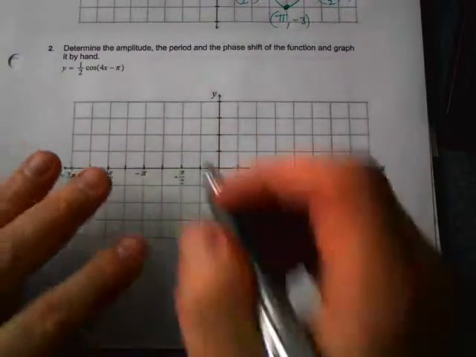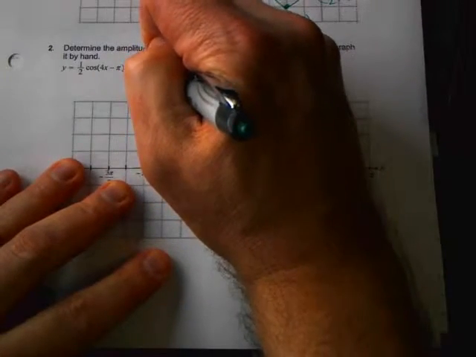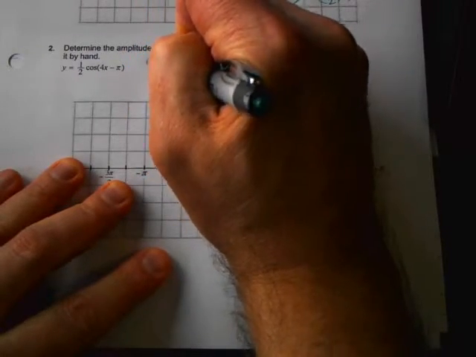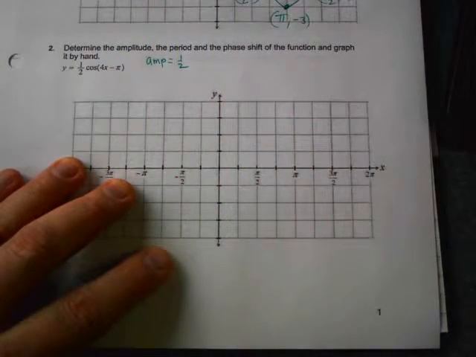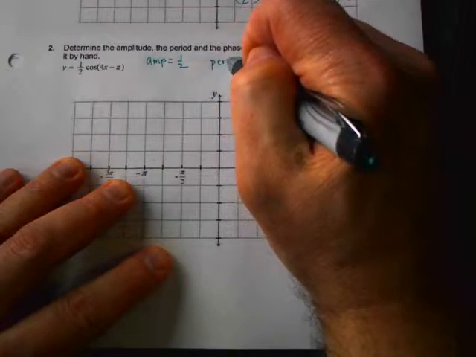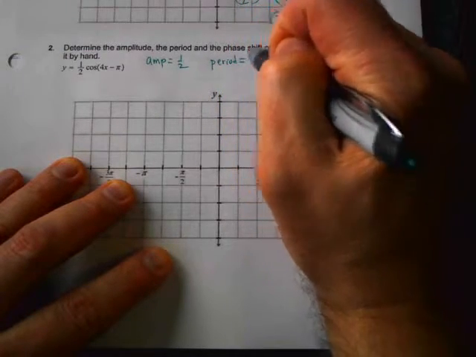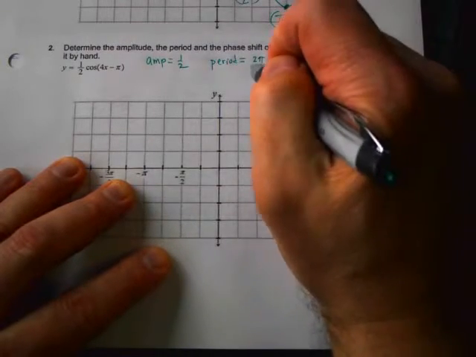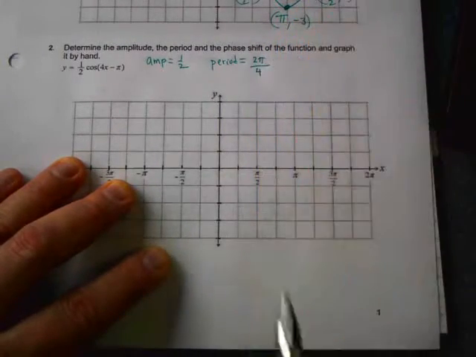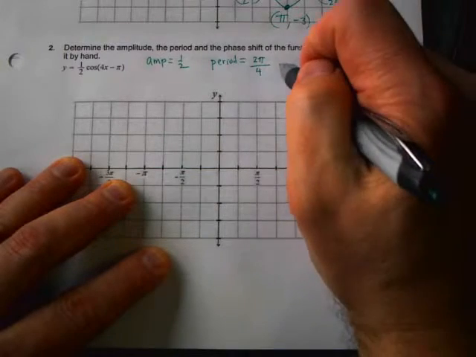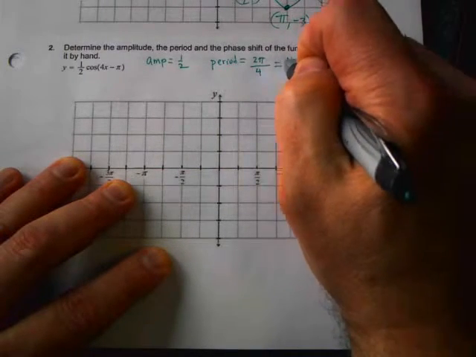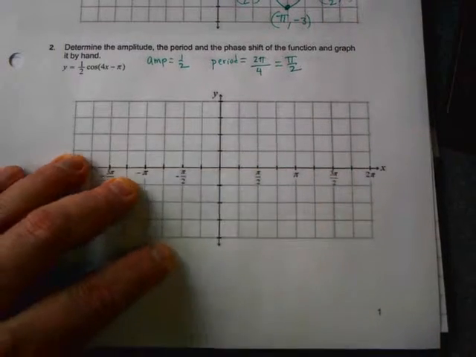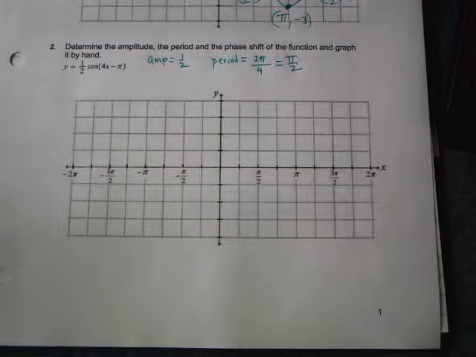Okay, so for this graph, tell me about the amplitude. It's a half. Amplitude is a half. Tell me about the period. 2 pi. Period always starts at 2 pi. And then you divide by whatever the b number is. The b number in this case is 4. So the length of one cycle this time is only going to be pi over 2. It won't be 2 pi this time because this is going to be a shorter cycle.